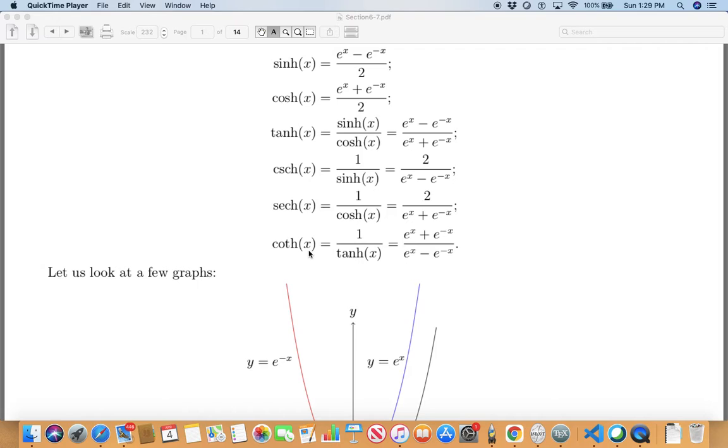Cotan hyperbolic. Cotan hyperbolic x is the reciprocal of tan hyperbolic, 1 by tan hyperbolic. So you take the reciprocal of this, e raised to x plus e raised to negative x over e raised to x minus e raised to negative x.